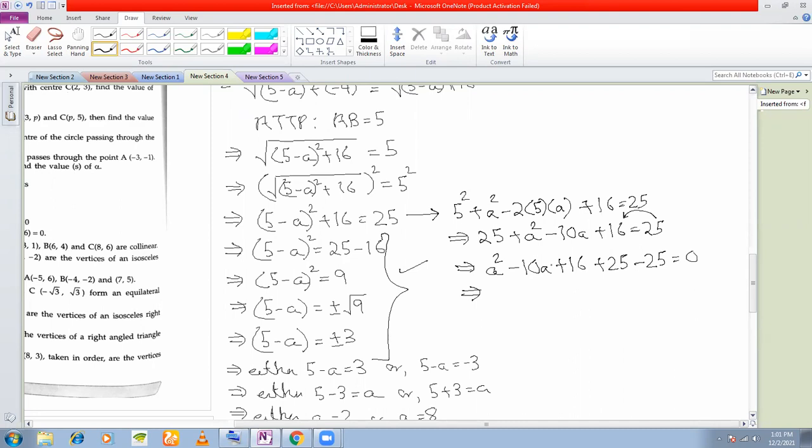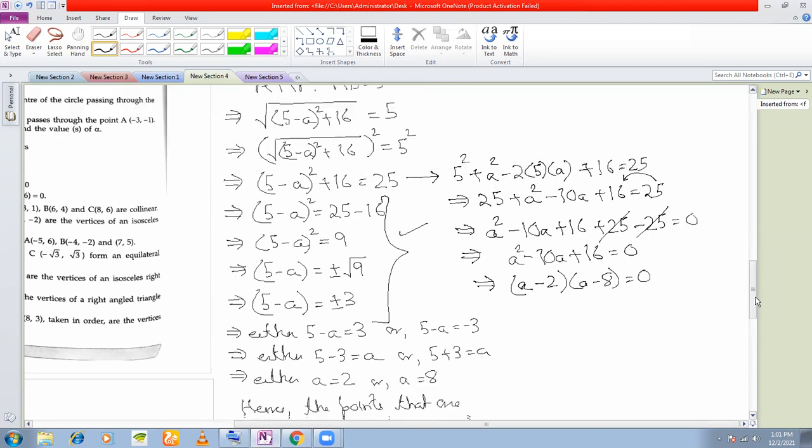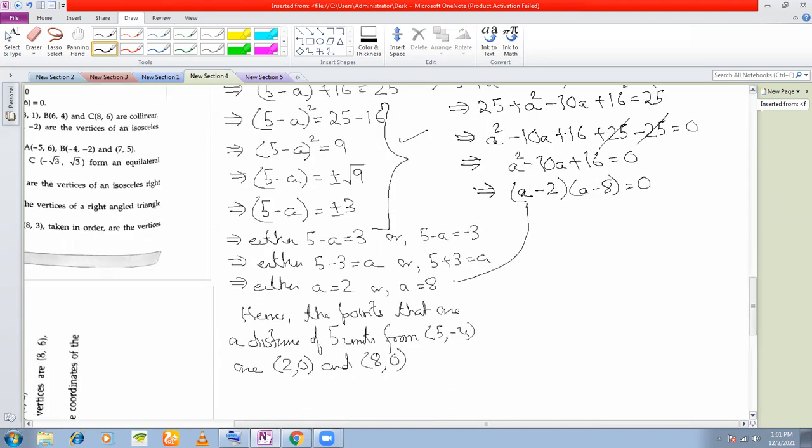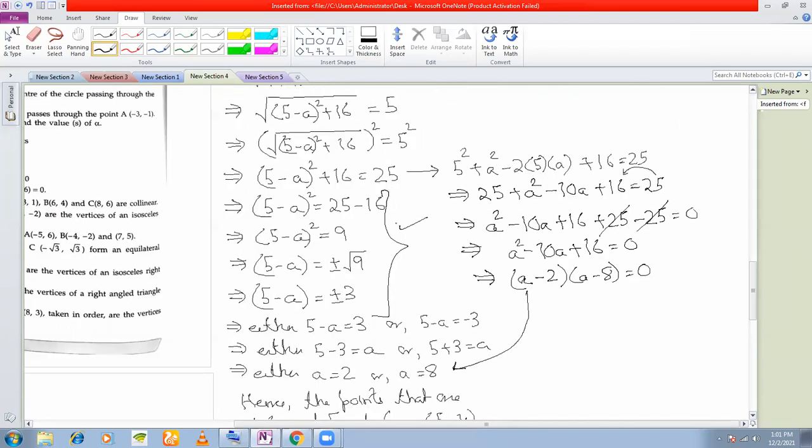So now this 25 will cancel. So you're getting a square minus 10a plus 16 is equal to 0. Now this is a quadratic that you are getting. You can factorize this by your middle term factorization or factorization of trinomials into (a minus 2) into (a minus 8) is equal to 0. So see, you are still getting a is equal to 2 and a is equal to 8. Okay. So either you can proceed this way. I think this is the better way of proceeding for this problem. Okay. Not for all problems. Or you can proceed this way also. Okay.